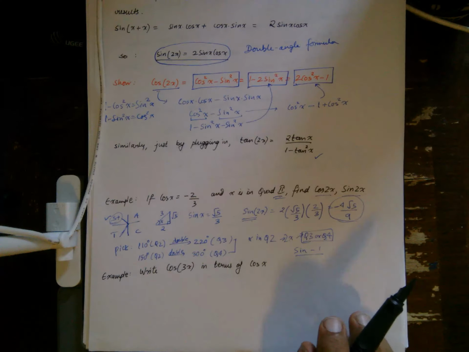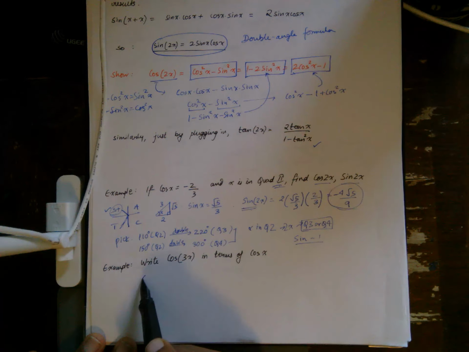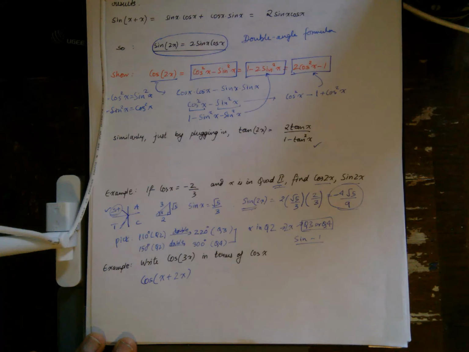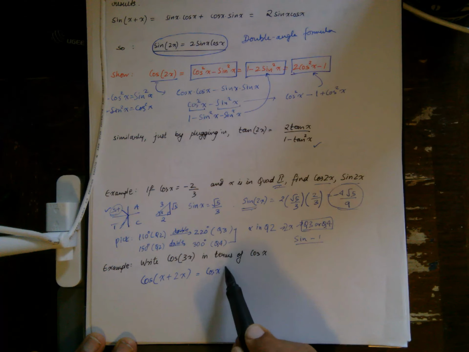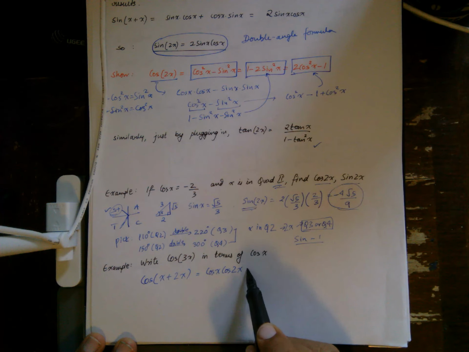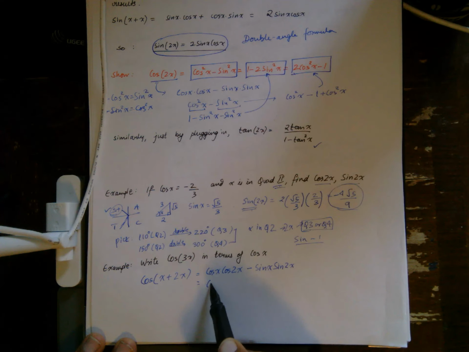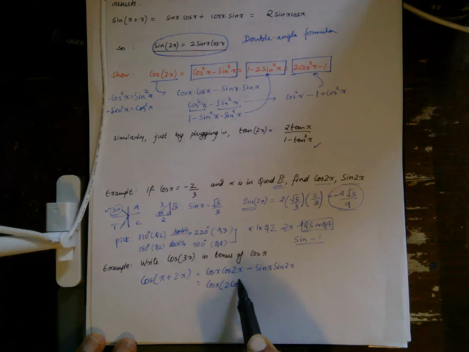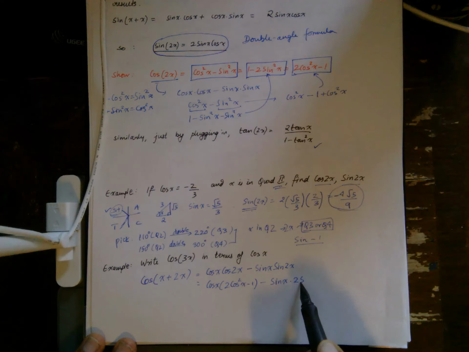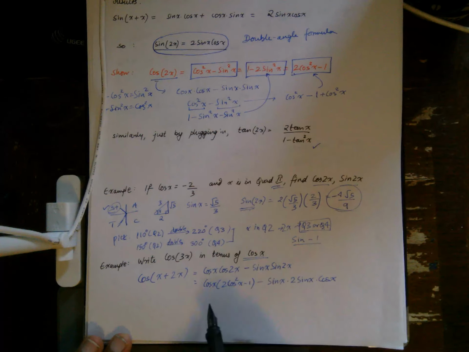Next one says write cosine 3x in terms of cosine x. So we can use our sum again, x plus 2x, and this time we are going to use the fact that we have an expression for cosine 2x, right? Sine x, sine 2x. Let's use the one with cosine x. So this is 2 cosine squared x minus 1 minus sine x, 2 sine x cosine x. We're trying to reduce everything into cosine x.